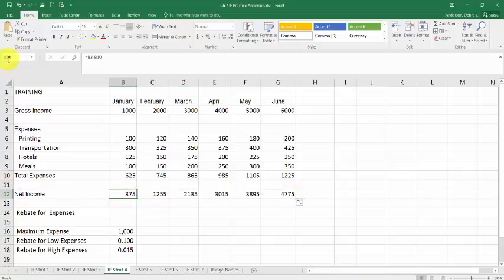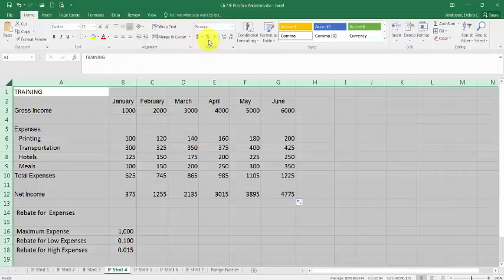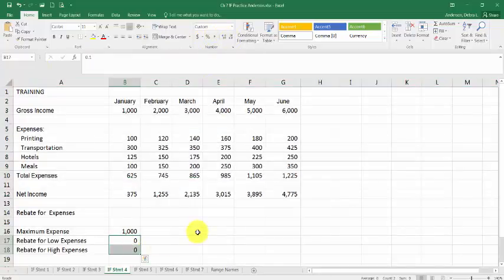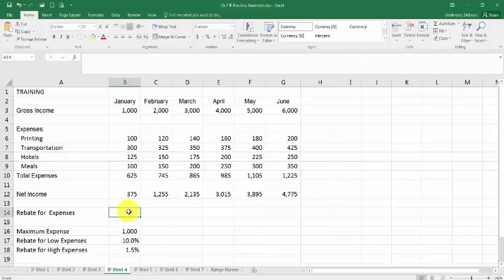Format the entire worksheet as commas, no decimals. Select all, click on commas, decrease decimal, and then select the two cells for rebate and format them as percentage with one decimal. Click percentage and then show an additional decimal. Notice this one said 2% until I said to show an additional decimal, then it showed 1.5. And you should of course be following along in the instructions so that you know what I'm doing, why I'm doing it, and where I'm doing it.